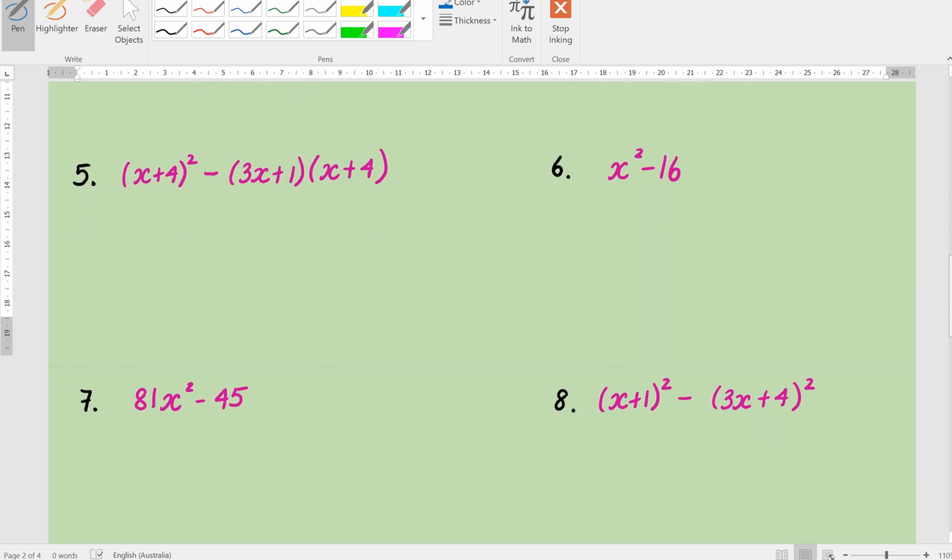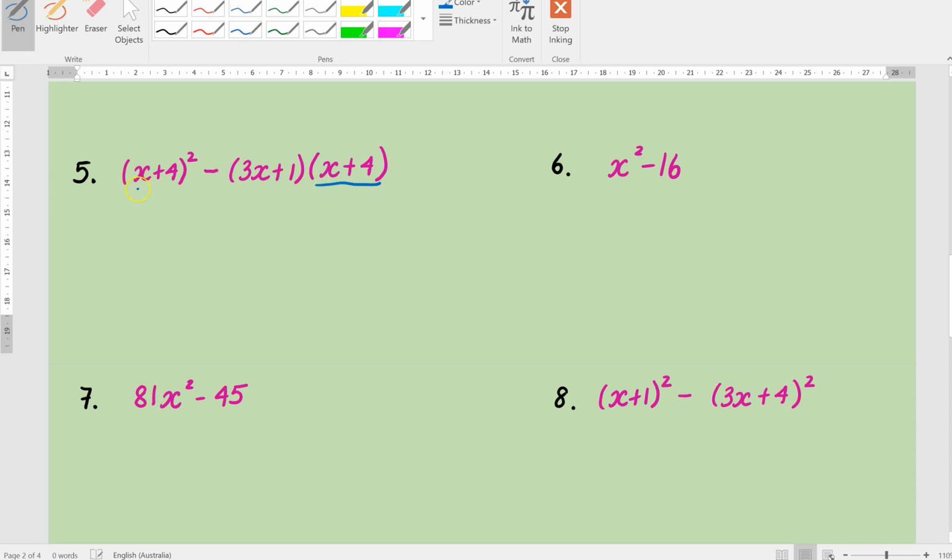So carrying on with that, this is the same sort of thing here, I notice. Remember, we're always asking ourselves, is there a common factor? And again, look carefully, we've got our common factor here of x plus 4. Remembering, x plus 4 squared is x plus 4 times x plus 4. So we'll pull that out as a common factor.